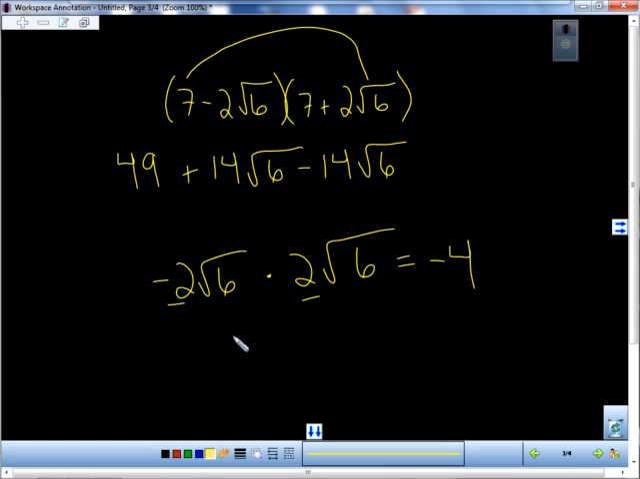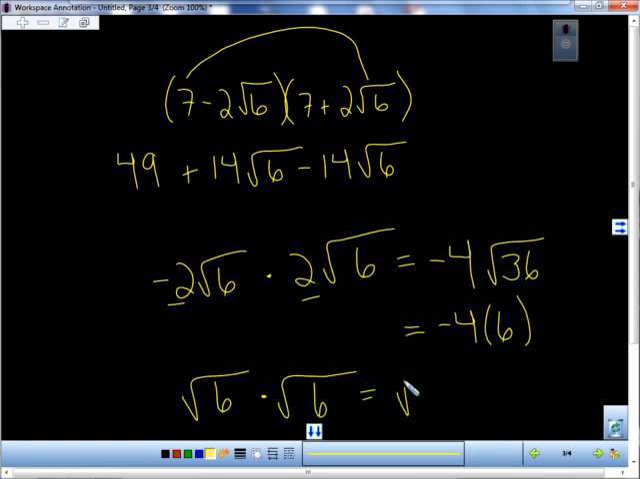What's root 6 times root 6? Root 36. Okay, so root 36, which is what? Which is just 6. Root 6 times root 6 is the same thing as root 6 squared. What happens to a square root and a squared? Yeah, they cancel each other out. We're left with 6. So here we have negative 4. Negative 2 times 2 is negative 4. Times the square root of 6 times square root of 6 is just 6.